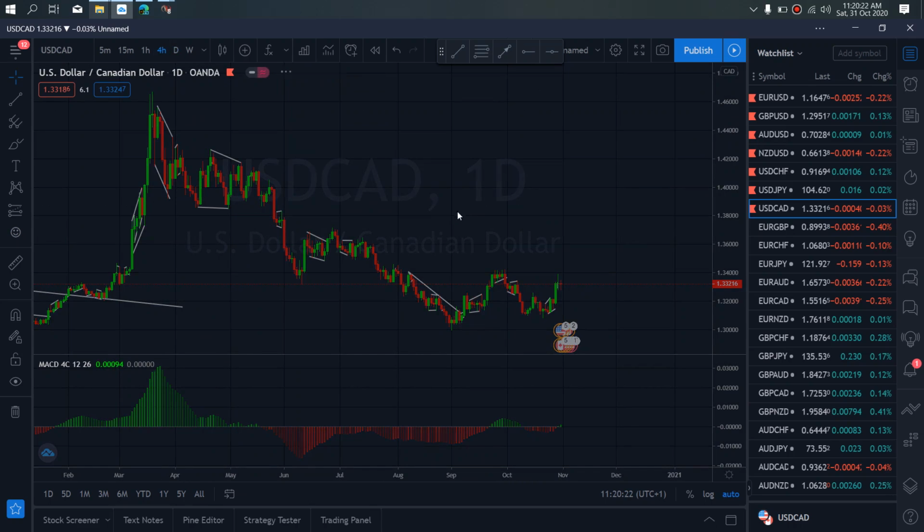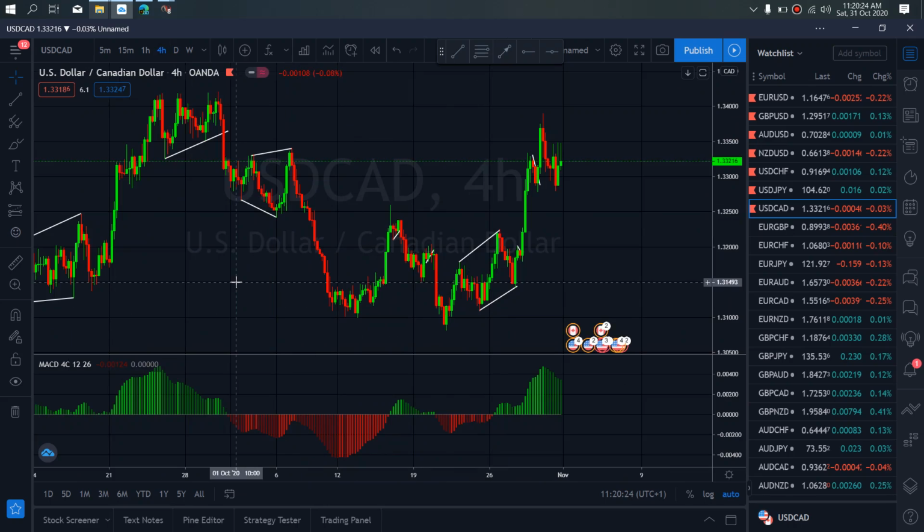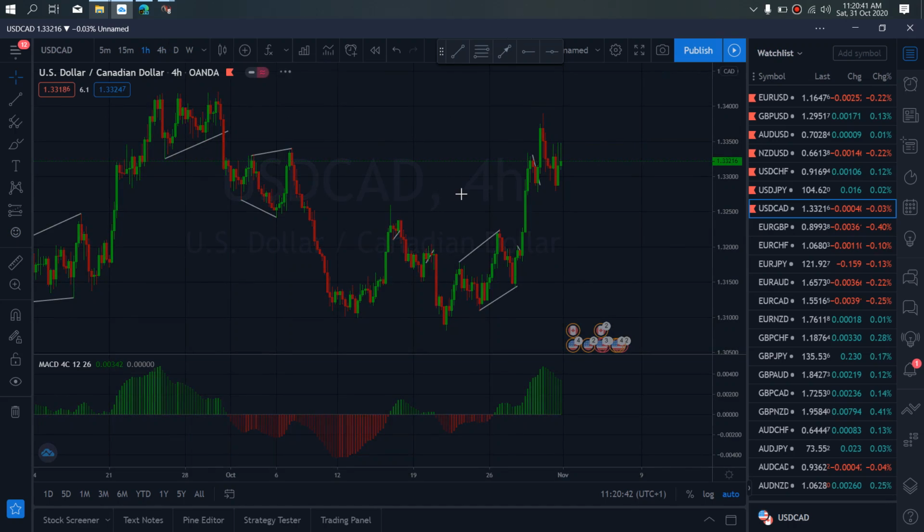We zoom to the 4-hour time frame. On the 4-hour time frame, I think this is making an A, and it will correct here, give a B, drop back for the C before they will continue upside. So we want to watch out for this correction here. We zoom to 1-hour time frame.